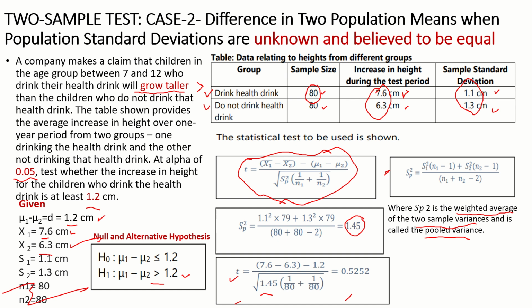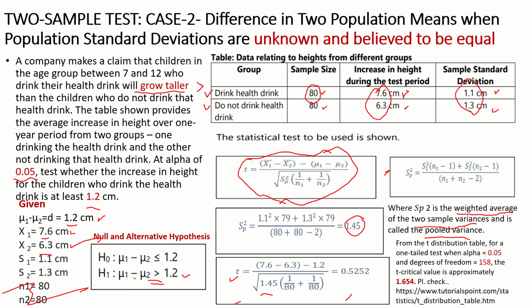Then what can we do? We have to find the t critical. How to get t critical? We have to refer to the table value. This is a one-tail test, a right tail test, because you can see this is our null hypothesis direction. You can say this is the right direction. Therefore it is a right tail test and a one tail test.